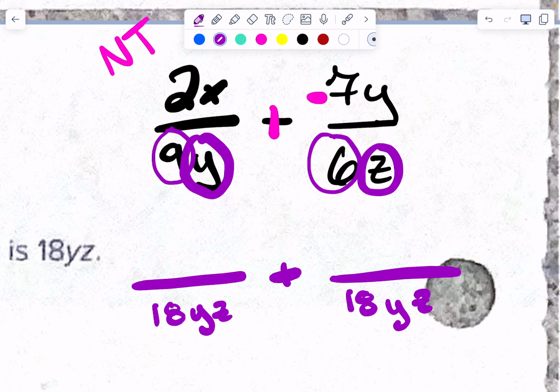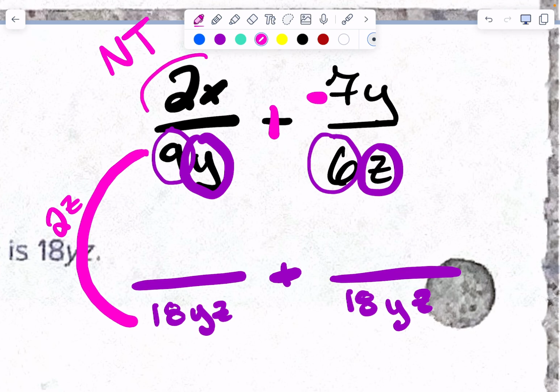Does 9y go into 18yz? Does 6z go into 18yz? So we're good to go. All right? Do we see what we just did, finding a common denominator? All right, now I'm looking at my little thing here. What do you multiply by 9 to get 18? 2. What do you multiply by y and all this stuff to get yz? He needs a 2 and a z. True? To get from 9y to this stuff, I need a 2z.